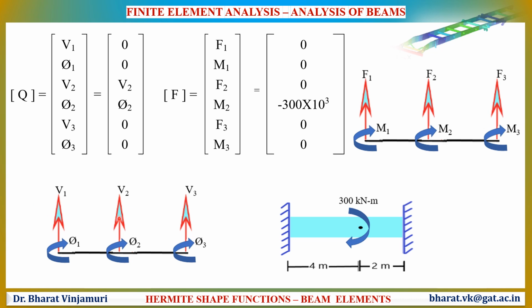The displacement vectors as well as the loads for the following example are as shown here. Node 1 and node 3 in this example are fixed. So the corresponding transverse displacements and the rotations at node 1 as well as node 3 will be considered as zeros. In this example, we will be determining only the values of V2 and phi2 at node 2. And since there is only a moment at node 2, the corresponding M2 value will be minus 300 into 10 raised to 3 Newton meter. The negative sign represents that the applied moment is in clockwise direction.